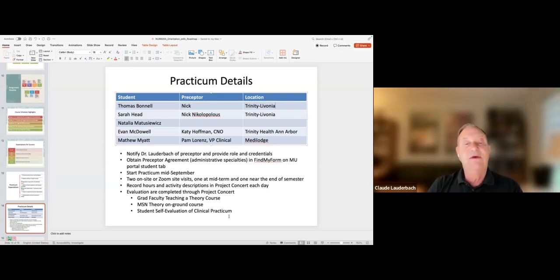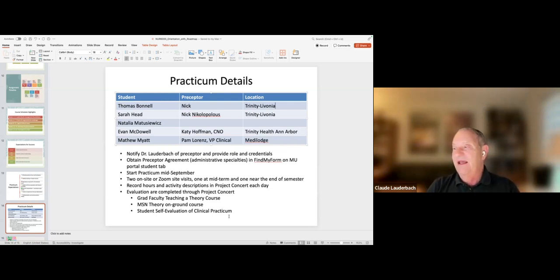And we don't need to know. The other thing is we have to know about the NP faculty's medical malpractice policy number, actually, and who they're insured with. We don't need to know all that. So it is to everybody's advantage if you pick the right preceptor agreement, and that's called administrative specialties.